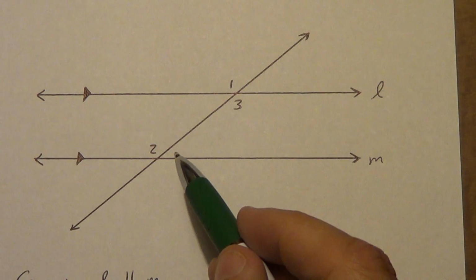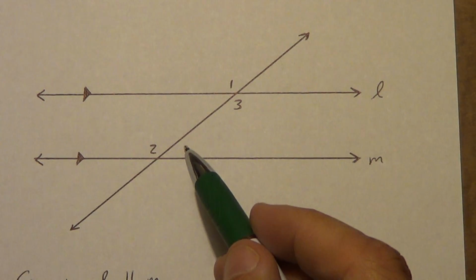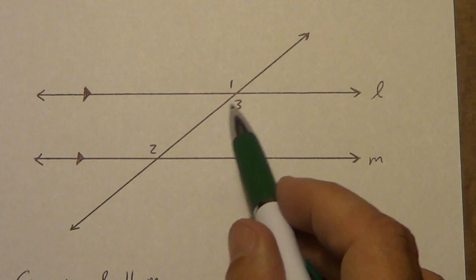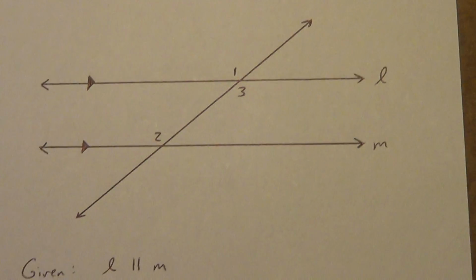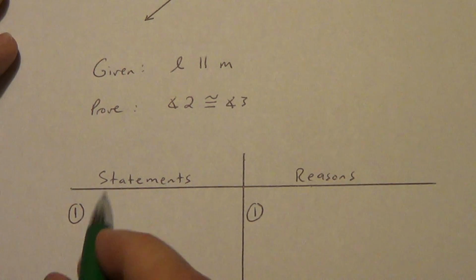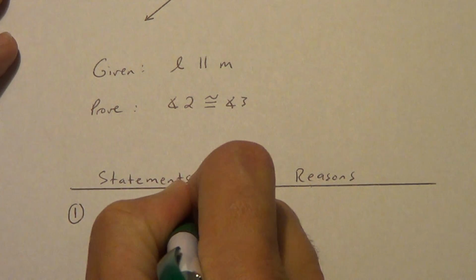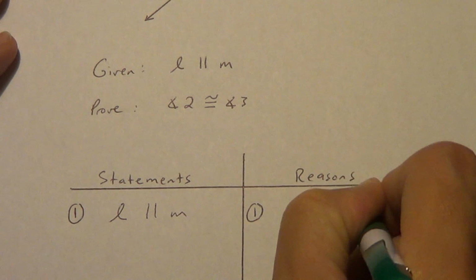Okay? Hopefully that's what you responded back there on that question I asked you, where we kind of left the theorem blank at the very end. But we're going to try to prove these two angles are congruent. Okay, so let's start. Statement 1. Well, I only have one given, so it makes sense to start with that. So L is parallel to M, and the reason is given.